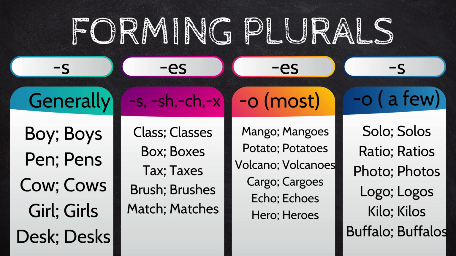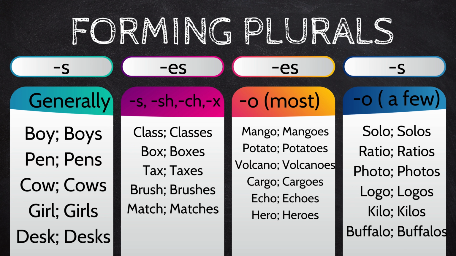We add es when the word ends with sh, ch, or x. Class, classes; box, boxes; tax, taxes; brush, brushes; match, matches. We add es also mostly when the word ends with o. Mango becomes mangoes; potato, potatoes; volcano, volcanoes; cargo, cargoes; echo, echoes; hero, heroes. And sometimes we also add only s: solo, solos; ratio, ratios; photo, photos; logo, logos; kilo, kilos; buffalo, buffaloes.